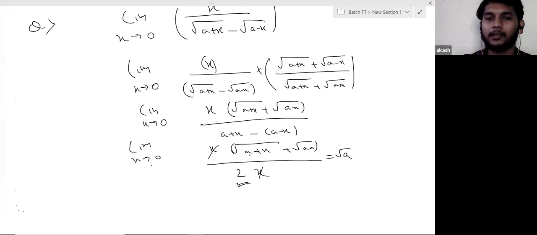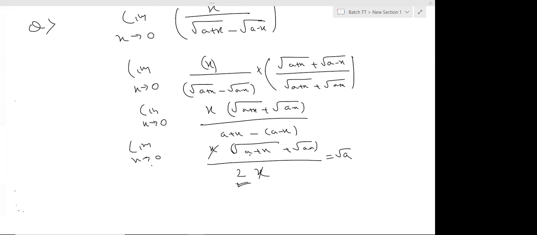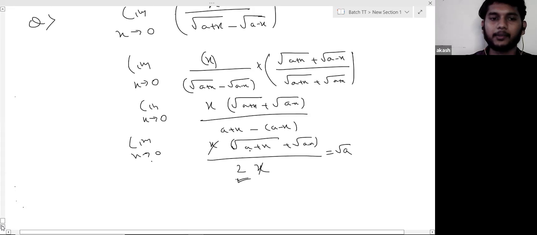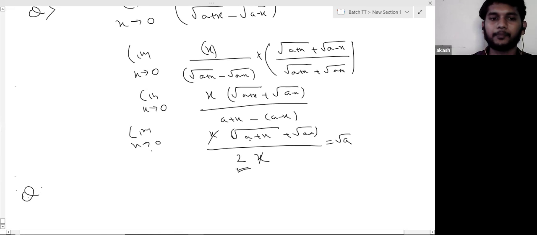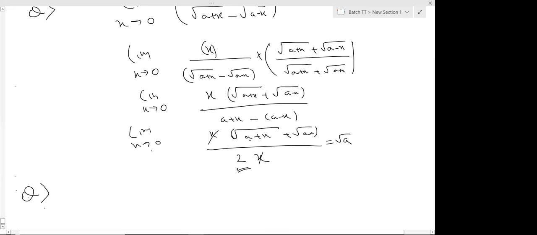Eman, this is called rationalization for solving limits. All right. This is a class 11 topic, but we are revising it for the continuity part. All right. Okay, sir. So you also try this next question. Limit x tending to 0, under root a square plus x square minus under root a square minus x square, whole divided by x square.